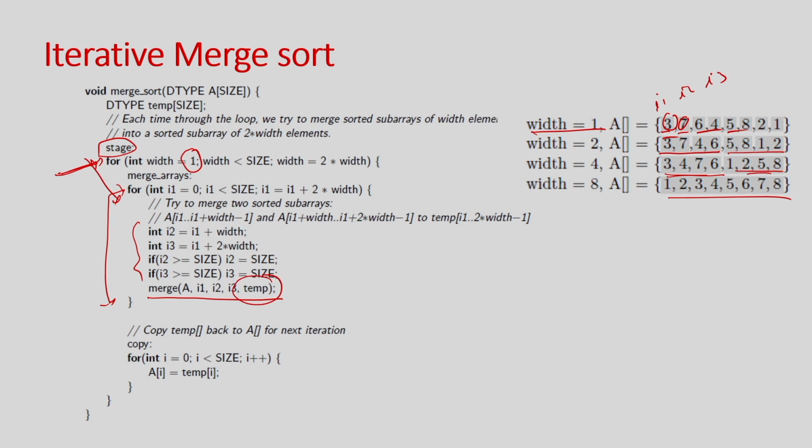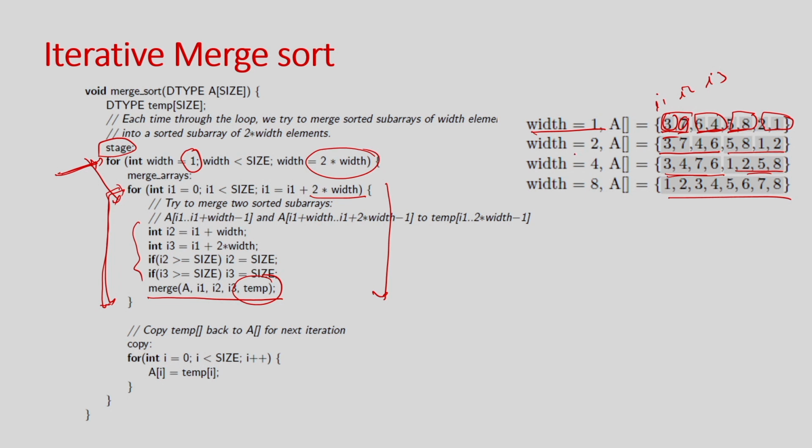And when width is 1 and the array size is 8, how many times is this going to happen? This loop will go for 4 times, because it is 2 into width. So it merges these 2, then takes these 2, then these 2, then these 2. The inner loop is going to do that. Once this is done, I have a sorted array where every 2 individual elements are sorted, then my width becomes 2 into width.